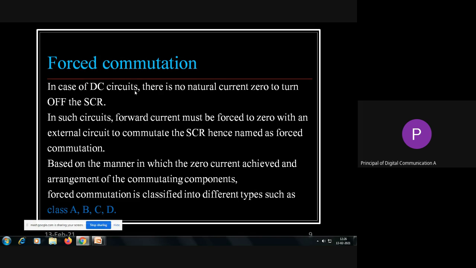Commutating components, and they are nothing but our regular components, that is the capacitor and an inductor. So this forced commutation is classified into different types such as class A, class B, class C, and class D forced commutation. Got it?